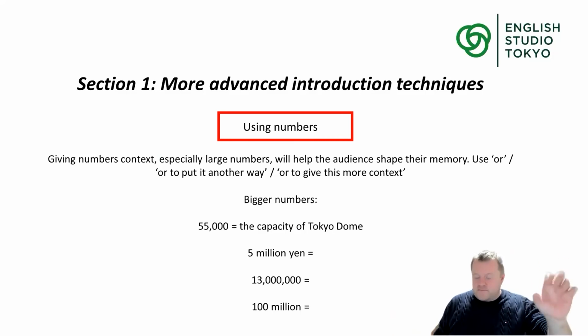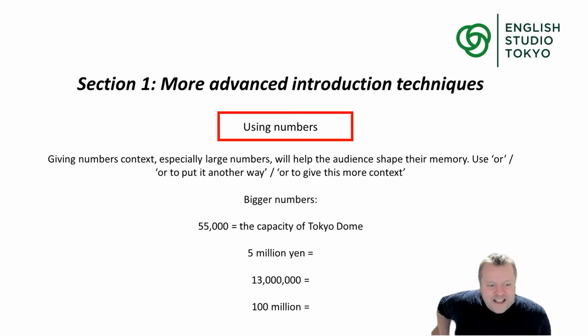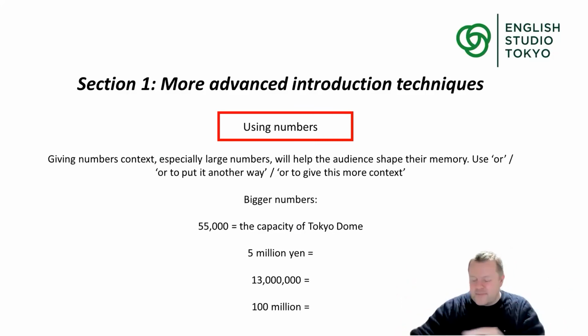So I say the number, 55,000 people, and then I use "or to put it another way," or "to give this more context," and I say something that my audience can understand. Now, if your audience are American, don't use Tokyo Dome as your example, right? Use, I don't know, what is it? Yankee Stadium, something like that. So you need to make your comparisons related to the knowledge of the audience.